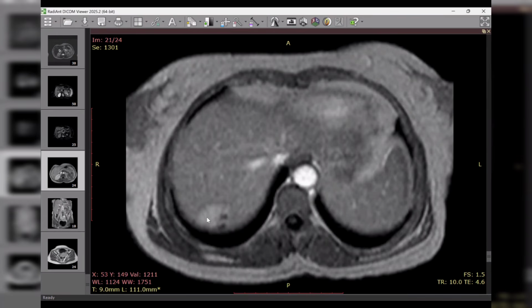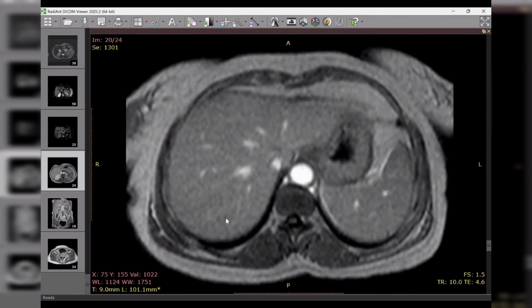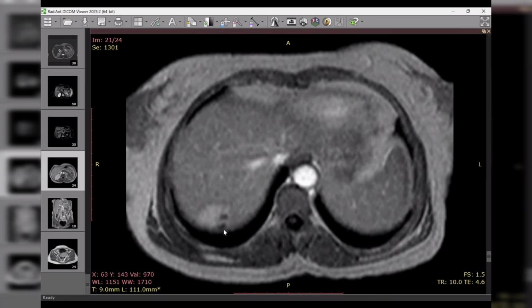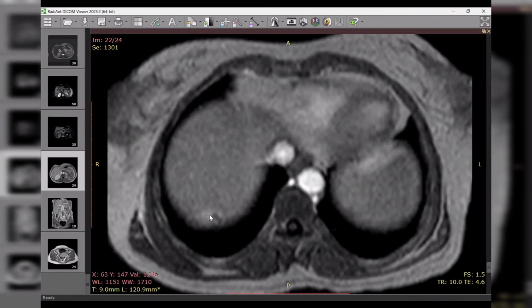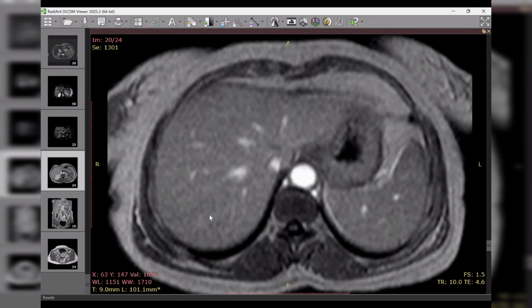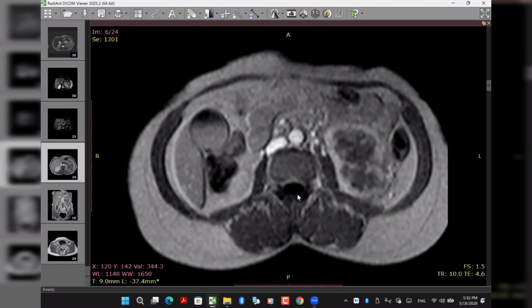What do you think about this lesion? This could be a hemangioma, because this is enhancing and the margins are well defined. So this could be a hemangioma.